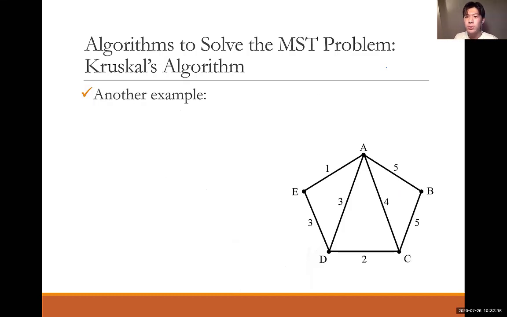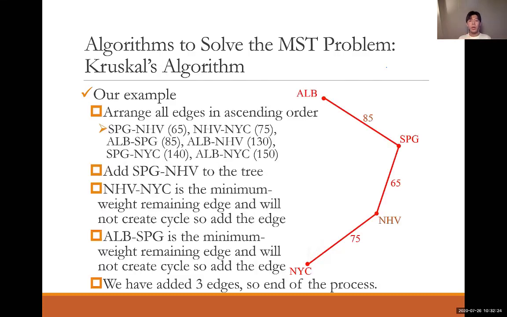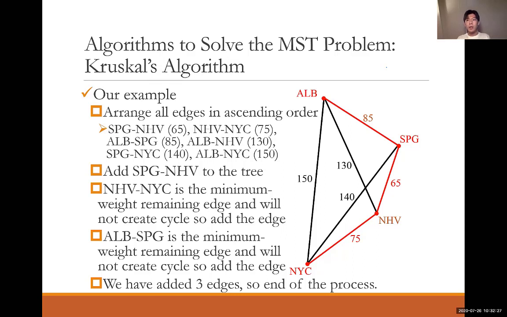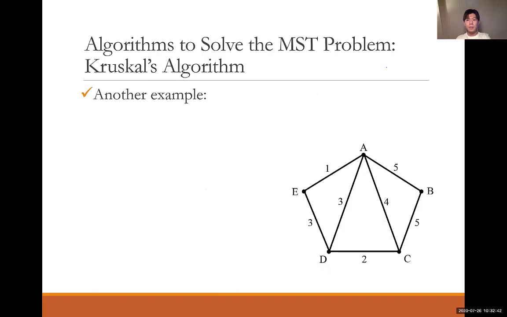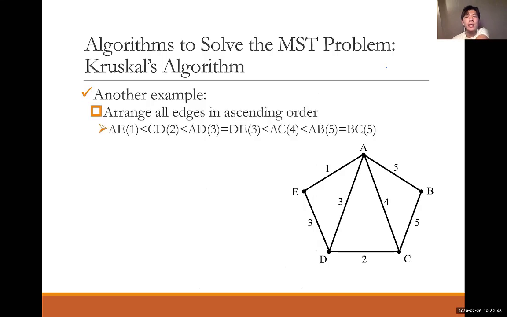Again, I'm also using another example to illustrate the ideas better, because in the previous example, we can see that the 3 shortest edges are simply the edges which form our minimum spanning tree. But this is actually a really special case. As we will see in the case of the pentagon, it's not the case. So again, we arrange all the edges in increasing order: A E, C D, A D, D E, A C, A B, and finally B C. So this is the first step.